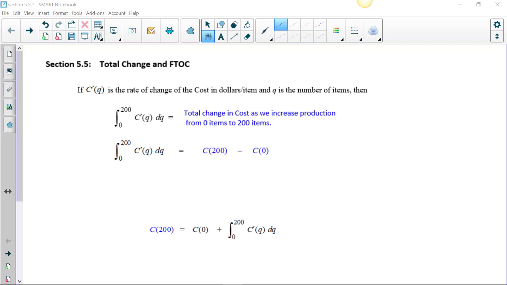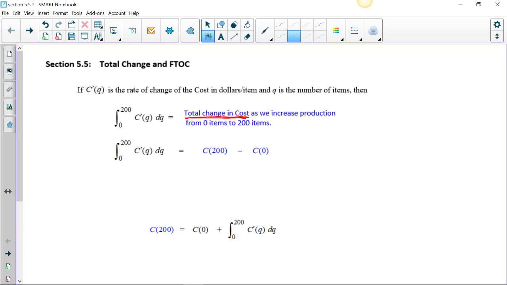So if, for example, I have C prime of Q, which is the marginal cost, if you remember that, it's the rate of change of the cost to produce items, and it's the cost given in dollars, and Q is the number of items. Okay, so if I'm going to look at the definite integral from 0 to 200 of C prime of Q, then basically that is saying we're taking the integral of the rate of change of the cost. So that will give us the total change in cost if we're increasing production from 0 items to 200 items.